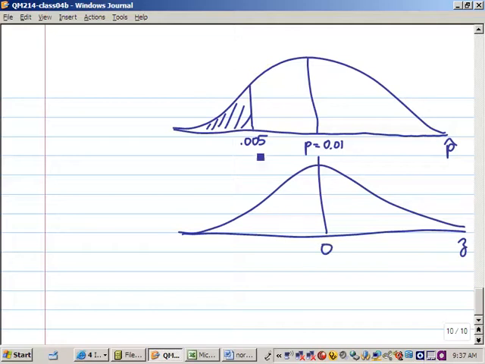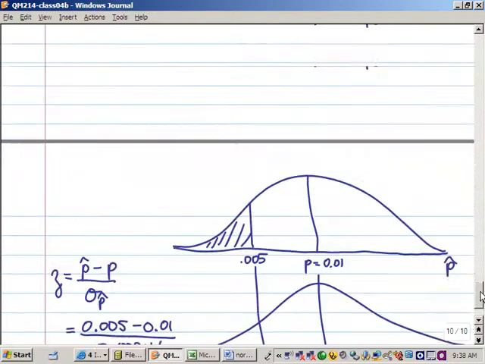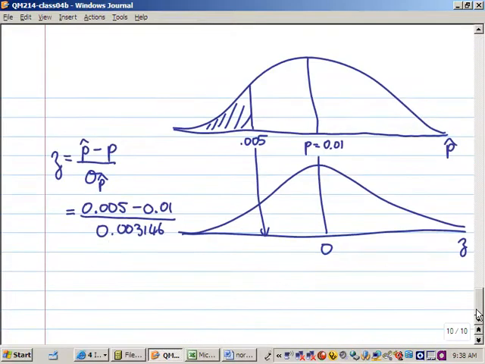Alright, we're going to translate that limit to a z value. The formula to do that, z is the limit p hat minus the mean of the distribution p, divided by the standard deviation of this distribution, sigma sub p hat. So the limit 0.005 minus the mean 0.01 divided by the standard deviation 0.003146, if I remember, just to check. Right. Alright, we'll go to Excel to do that calculation.